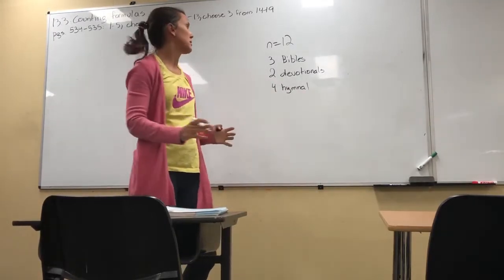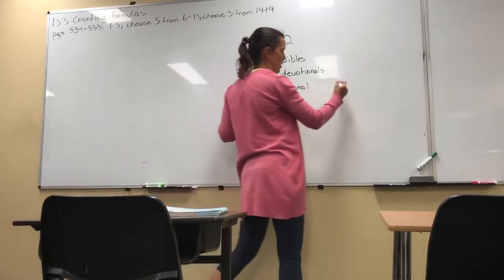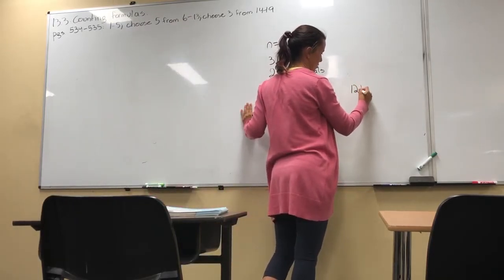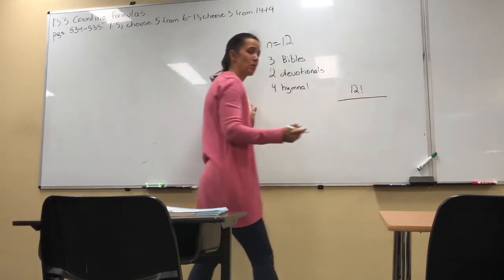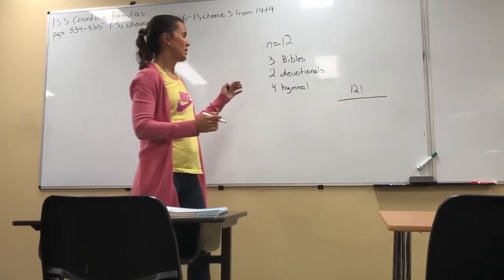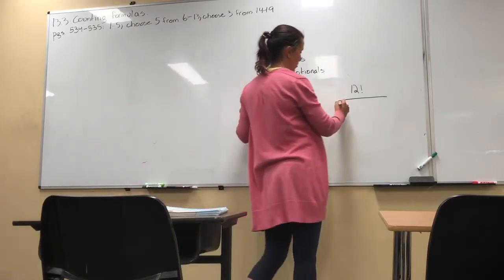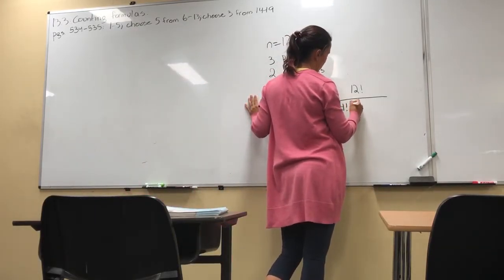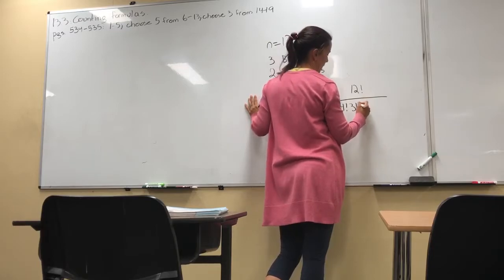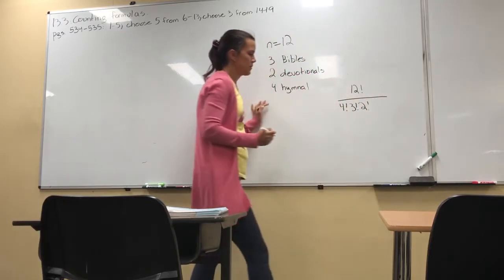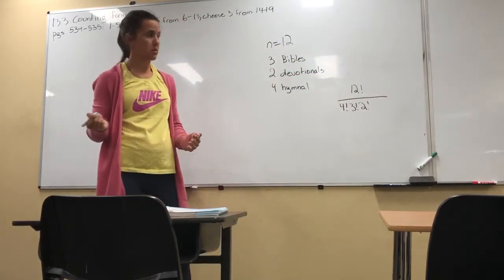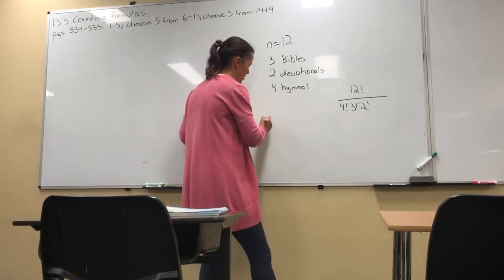This is the same as the Tennessee problem. Our n is 12, so we know it's going to be 12 factorial. And then on the bottom, we have to account for all the repeats. That's why I didn't write everything else down, because we don't have to account for it. So we have to do 4 factorial times 3 factorial times 2 factorial. And notice I just wrote them from biggest to smallest.